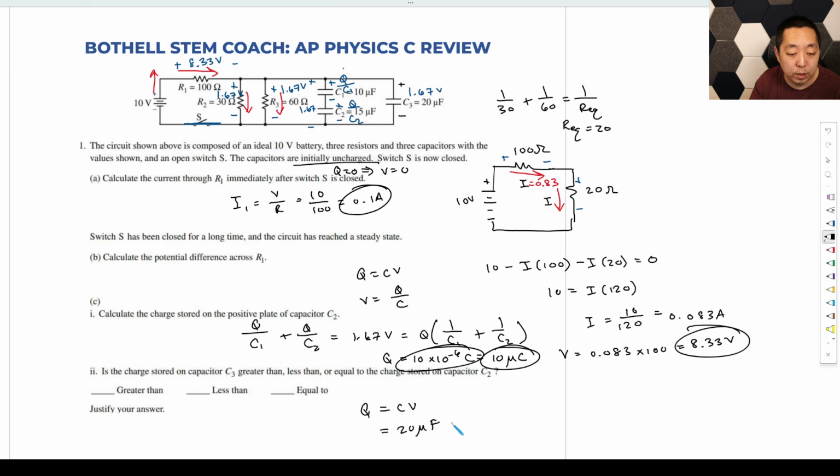So this is 20 microfarads times 1.67, and that's going to be pretty big. It's going to be 33.3 times 10 to the negative 6 coulombs. So it's going to be greater than.